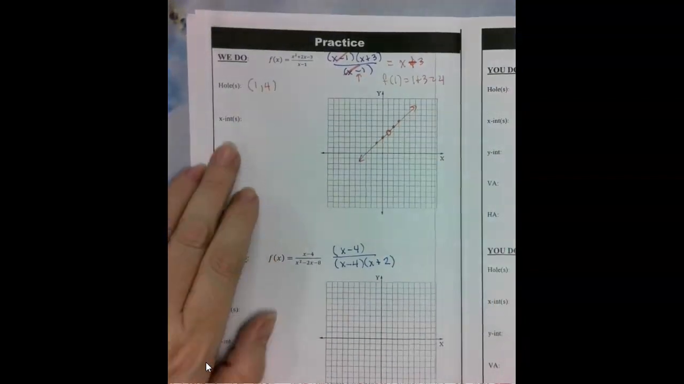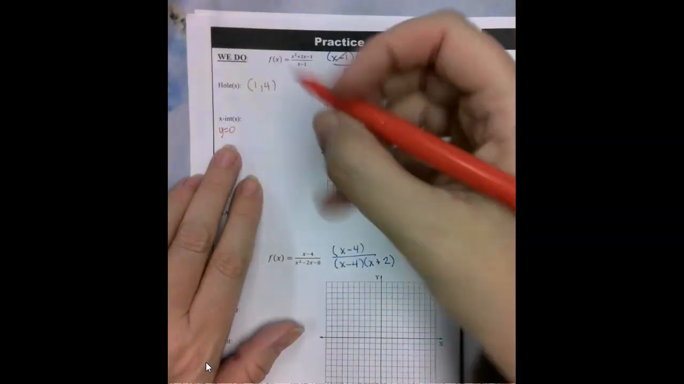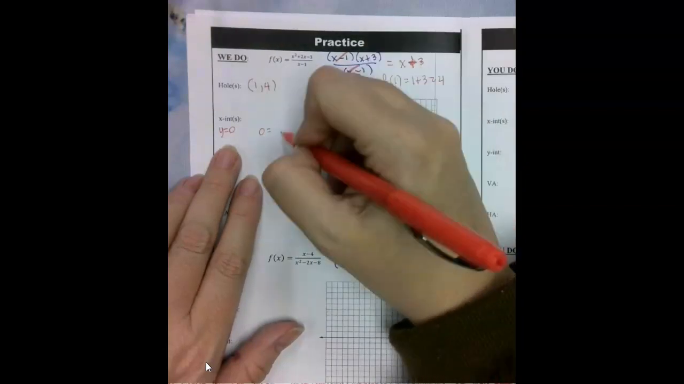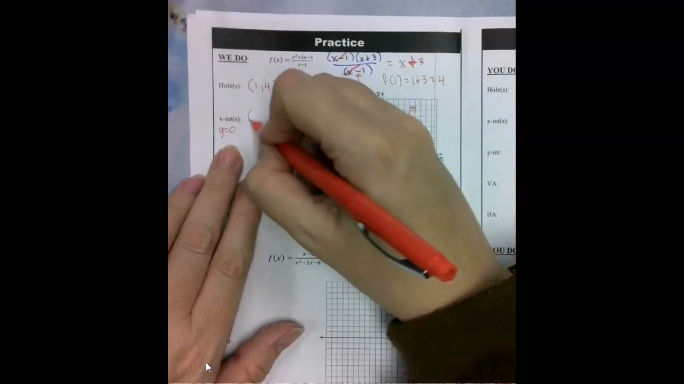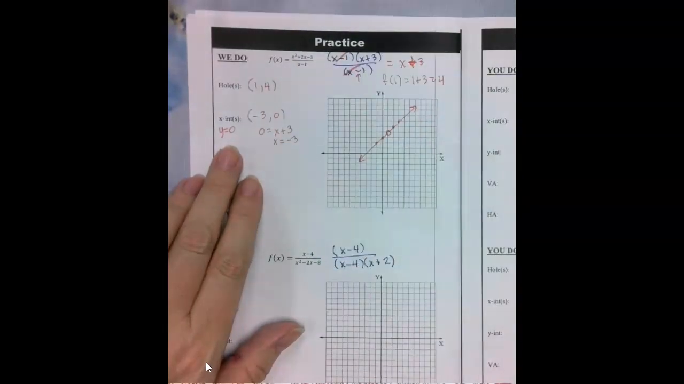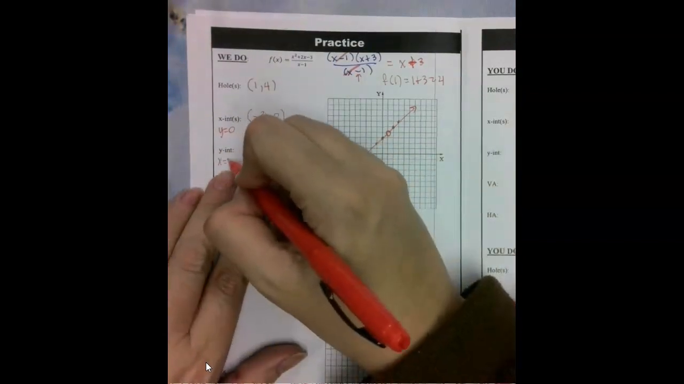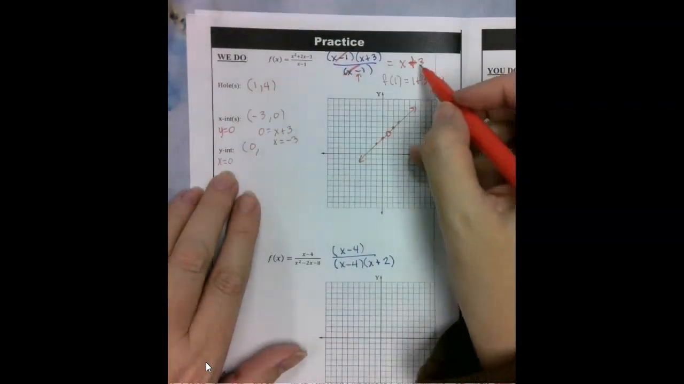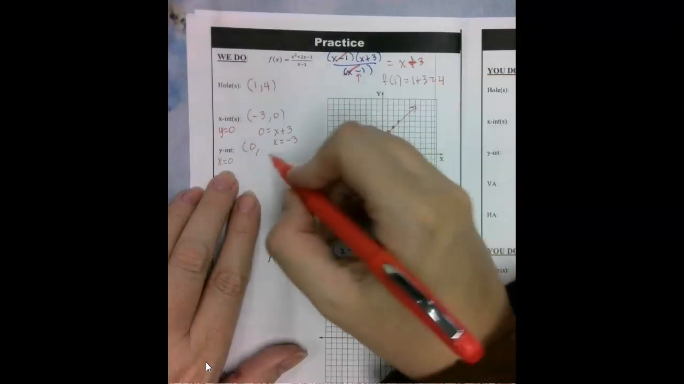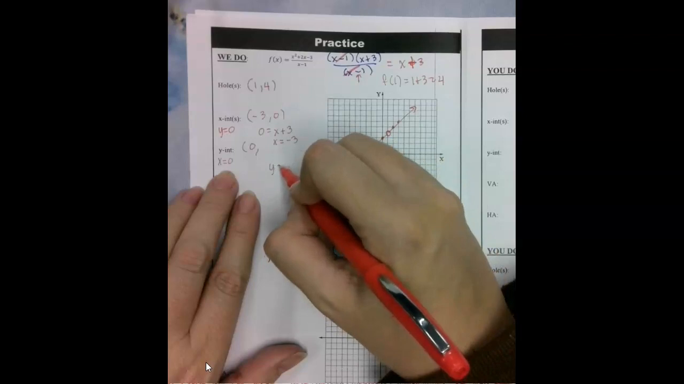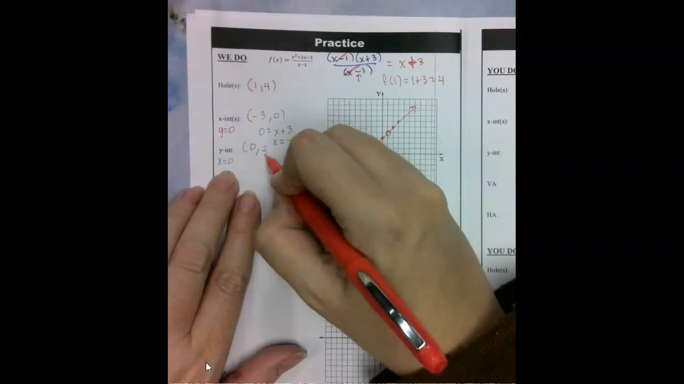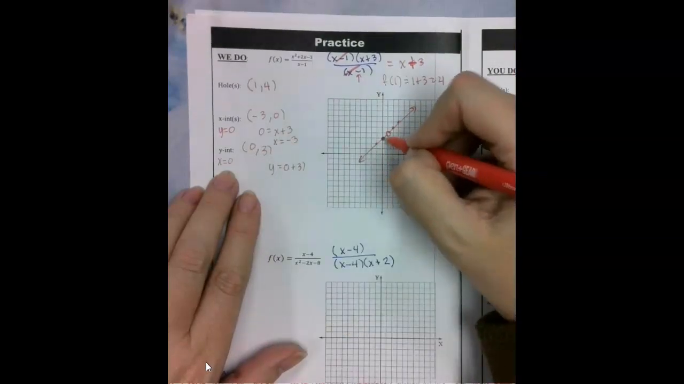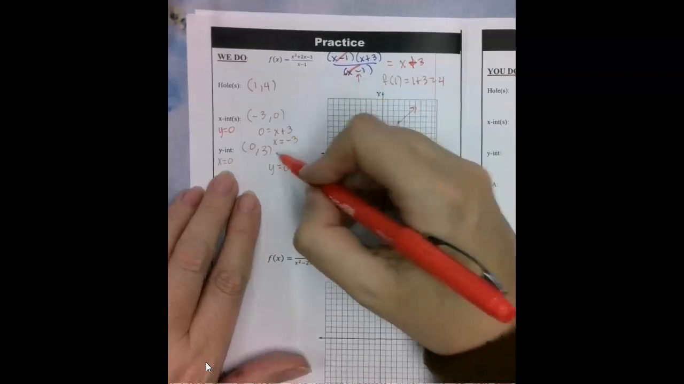My x-intercept is where y equals 0. So if I put in a 0 for y, I've got 0 equals x plus 3, so x equals negative 3. So my x-intercept is at negative 3 and 0. My y-intercept is where x equals 0. So I plug in 0 for x: y equals 0 plus 3, y is 3. And look what we found. 0, 3 is my y-intercept, and negative 3 is my x-intercept, so those are in the right places.